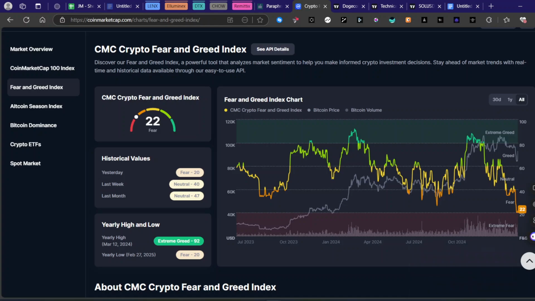These are some of the factors taken into consideration when the fear and greed index is being calculated. Then we have the put/call ratios. A high put option ratio might show fear, while a high call option ratio may indicate greed.